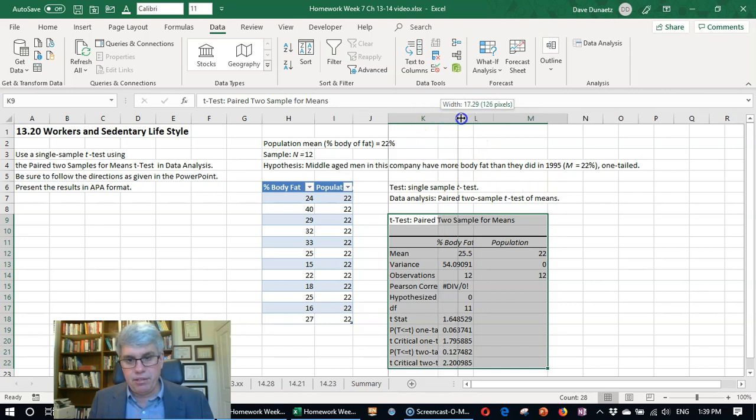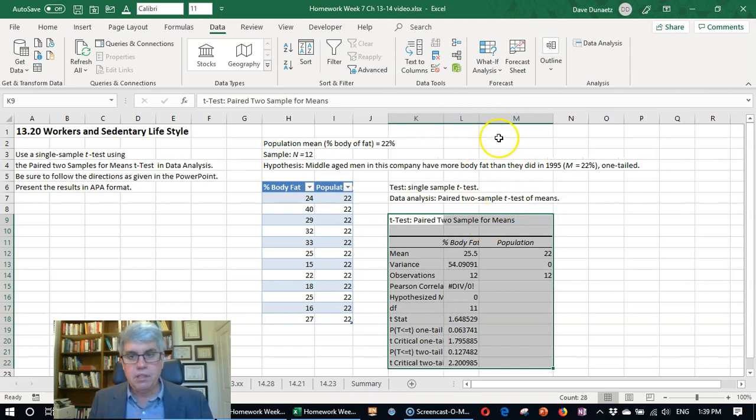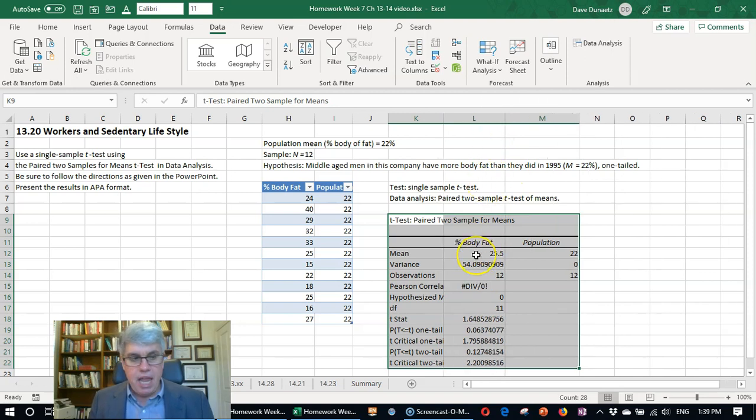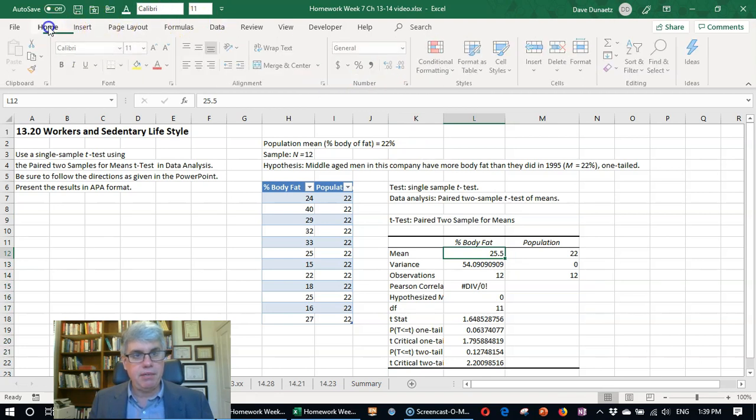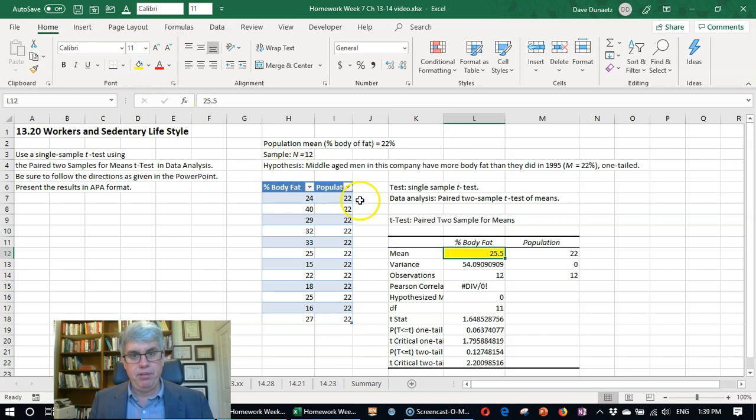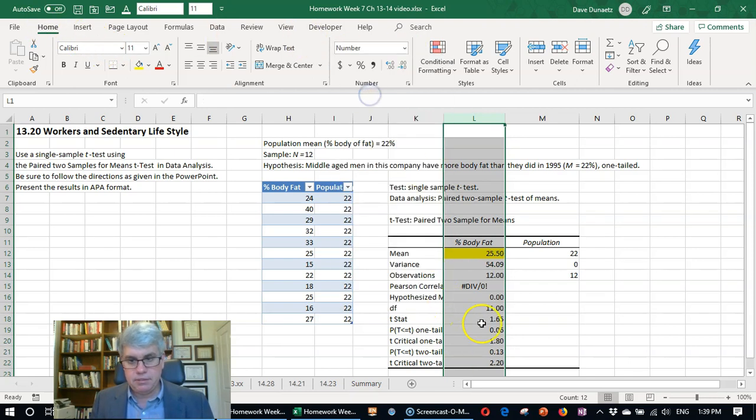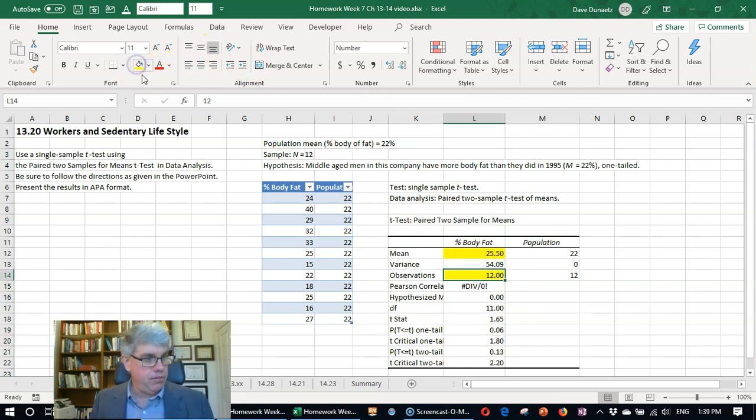And let's make this a little wider so we can read. And so the mean percentage body fat is, now let me highlight this, 25%. So it's higher than before, but we want to know if that's significantly higher. Let's get rid of those decimal points. There's a lot of decimal points there. I'll select that whole column and change that to number format. Okay. Now the number of observations, that's n, equals 12. And our degrees of freedom are 11.